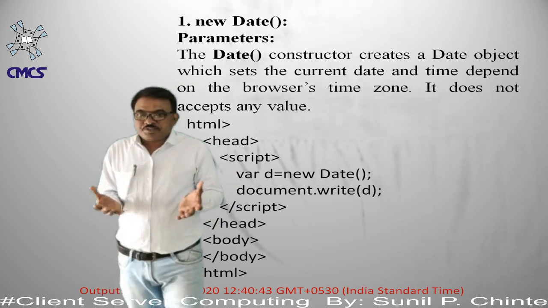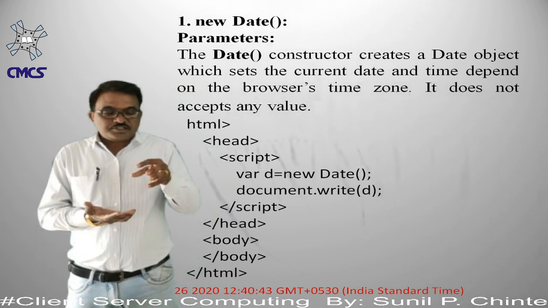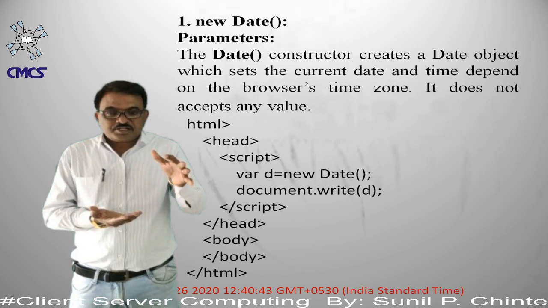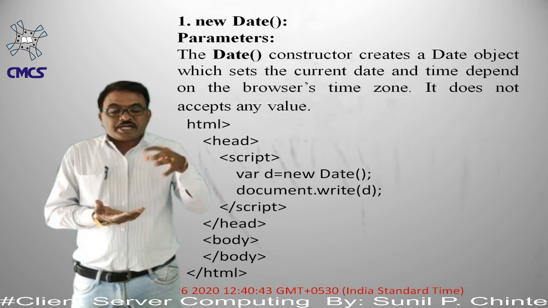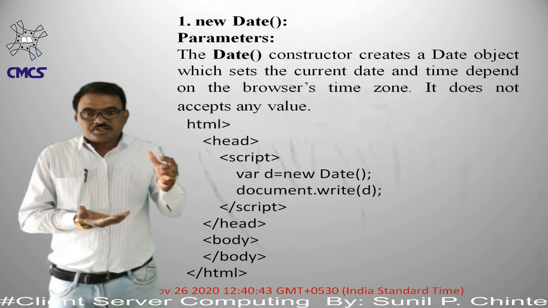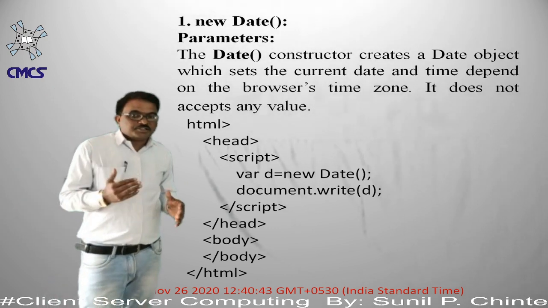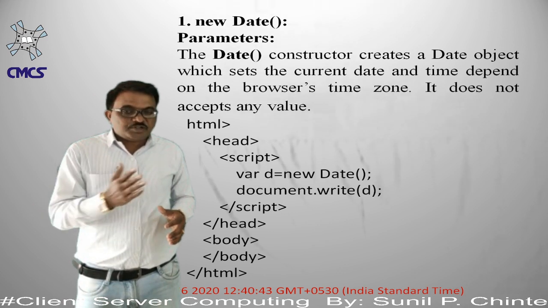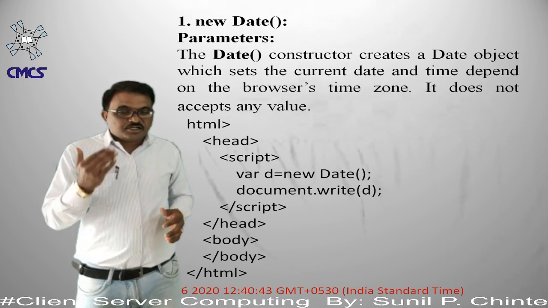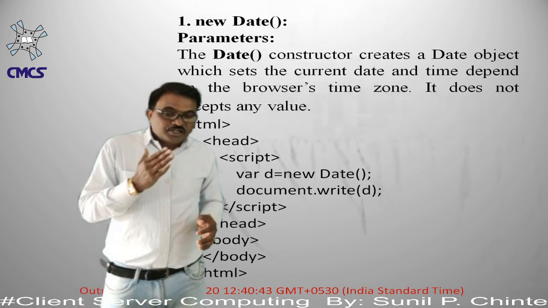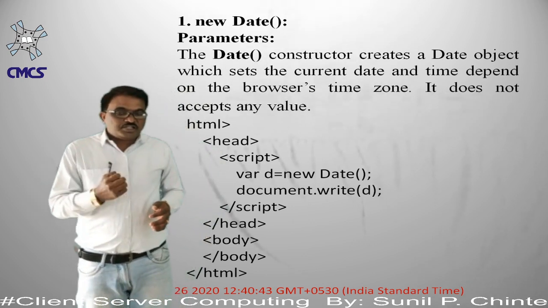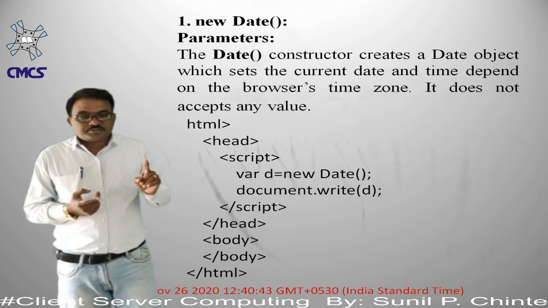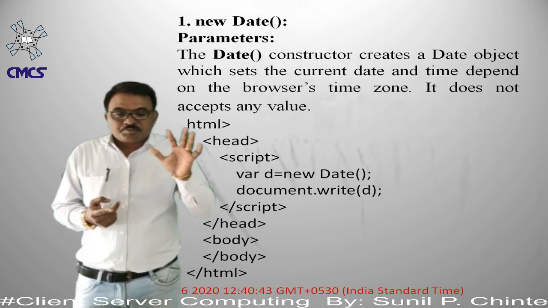This constructor of a date object will return the current date and time, depending on the browser's time zone. It does not accept any value. Means in this first technique through which we can create the object, the constructor doesn't take any arguments, and by using that object we can get the current date and time, depending on the browser time zone.